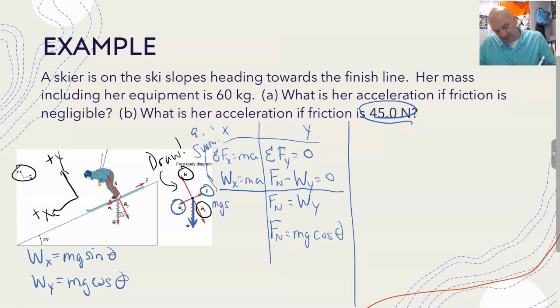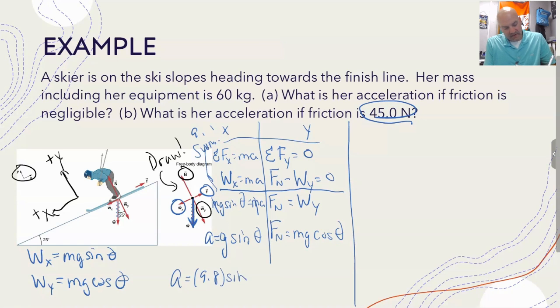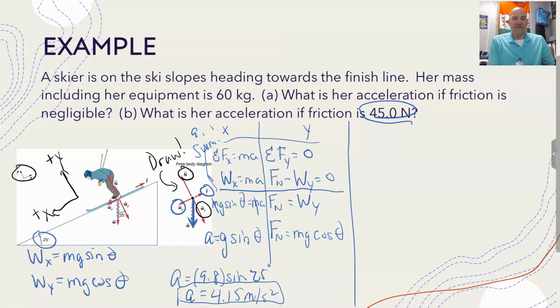So Wx, which is mg sine theta, is going to be equal to ma. The m's would cancel, and you would find that acceleration is simply g sine theta when there's no friction involved. So a is going to be 9.8 sine, and they tell us an angle of 25 degrees. And so a is going to equal 4.15 meters per second squared. So that's the acceleration for part A.